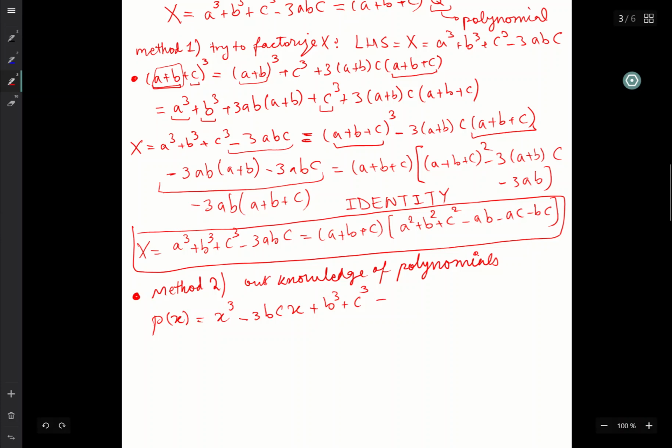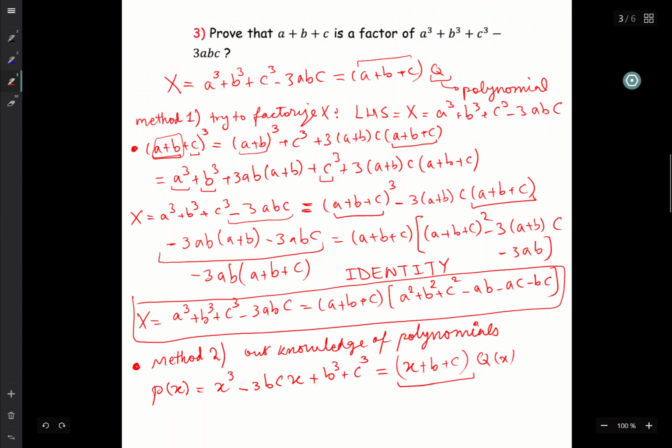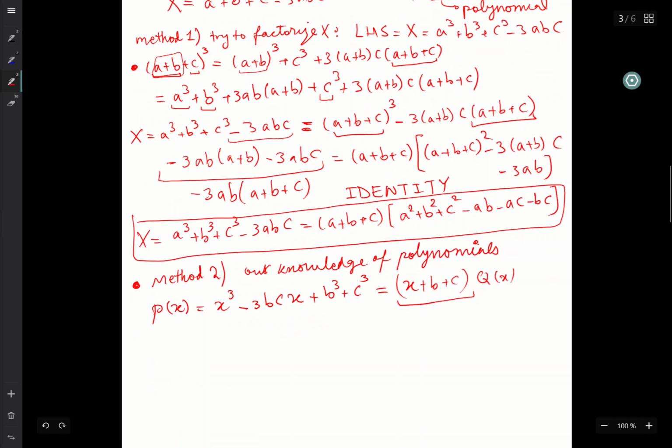Now I want to prove that this has a factor of x plus b plus c. If I show that this polynomial has a factor of x plus b plus c, then I just simply substitute x with a, and I prove the original problem, right? So let's call it a small q. So in order to prove that, I'm going to put a question mark or prove this.